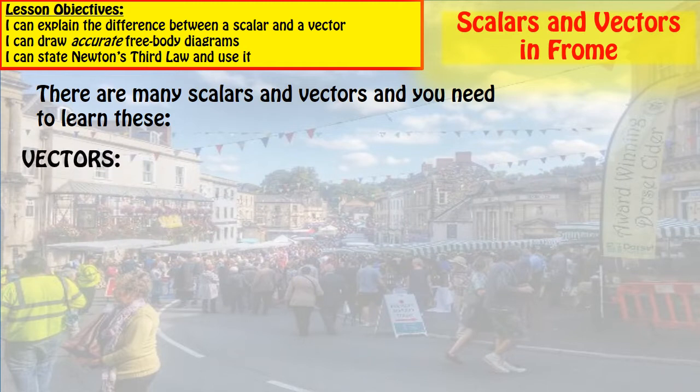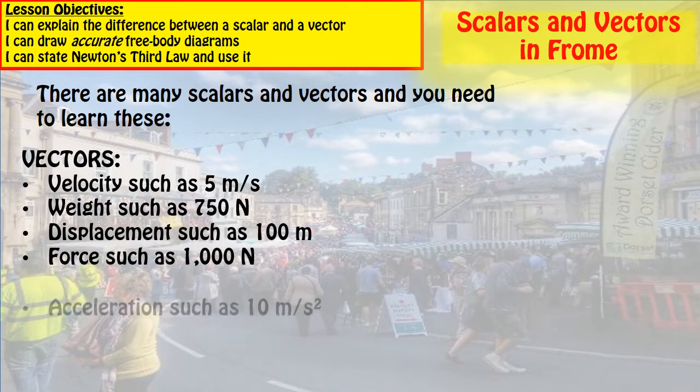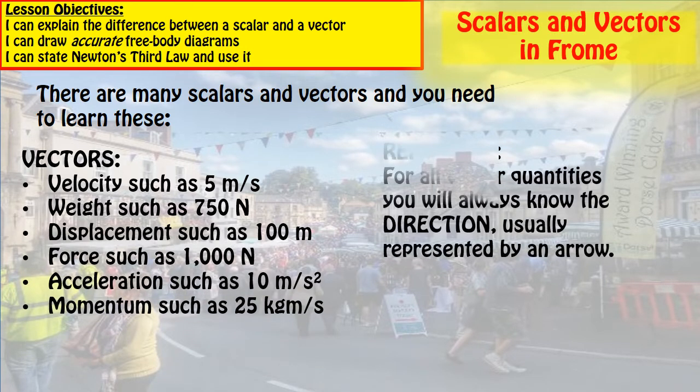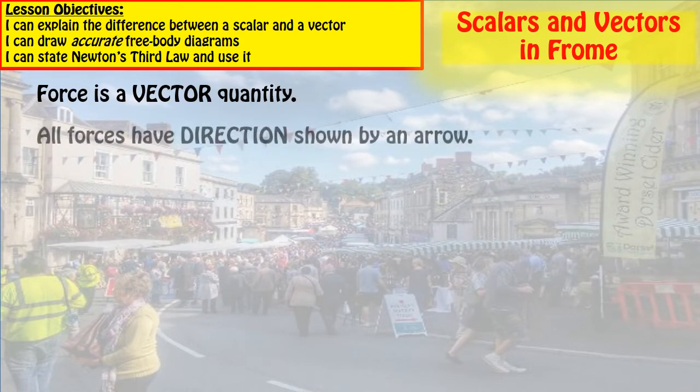So let's have a look at some vectors. So a vector quantity could be velocity, or weight, or displacement, or force, or acceleration, or momentum. All of these have a magnitude and also a direction. But when you see the word, let's take the top one, velocity, such as 5 meters per second, it's hard to determine whether that's a scalar or a vector just by looking at the word. So usually there'll be a diagram with an arrow to show you a direction. So let's have a look at that now then.